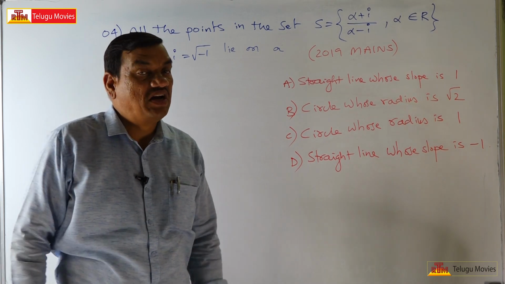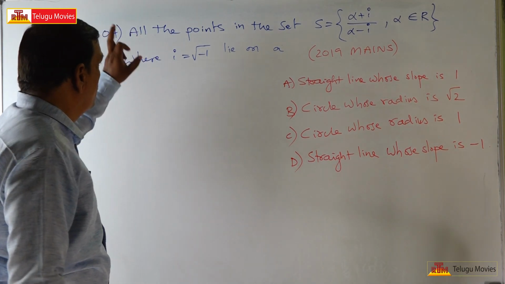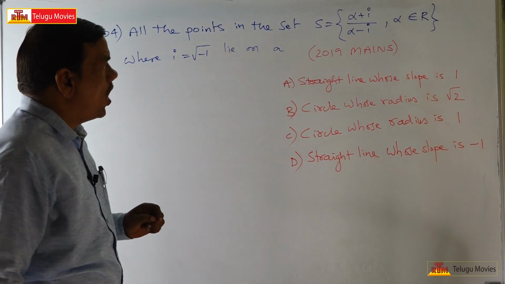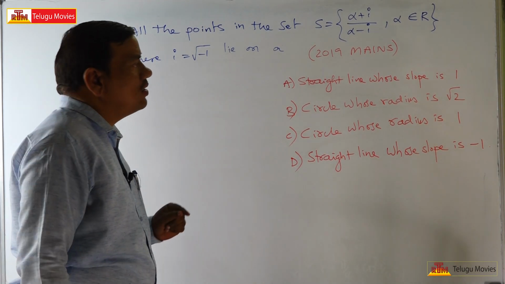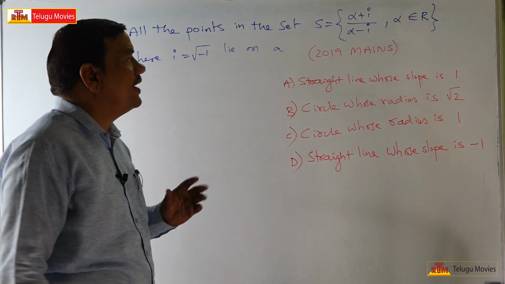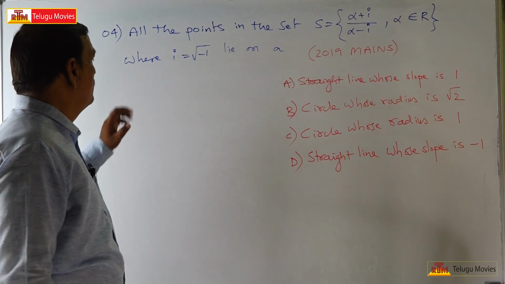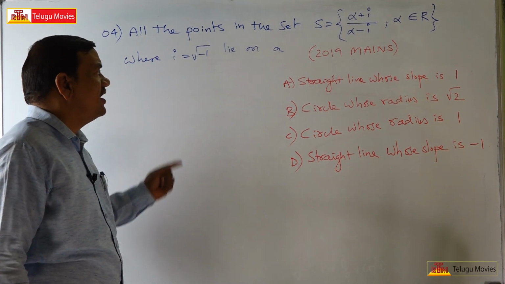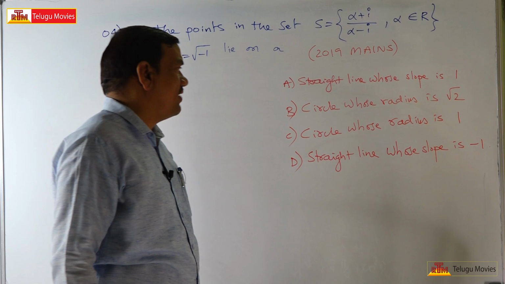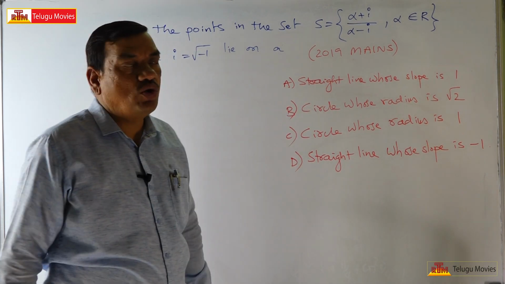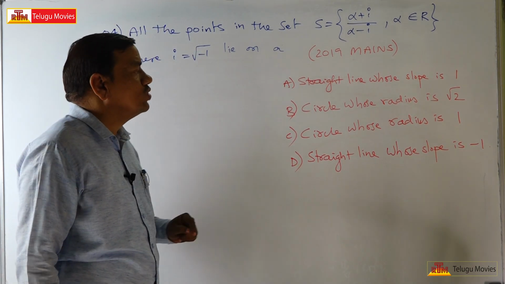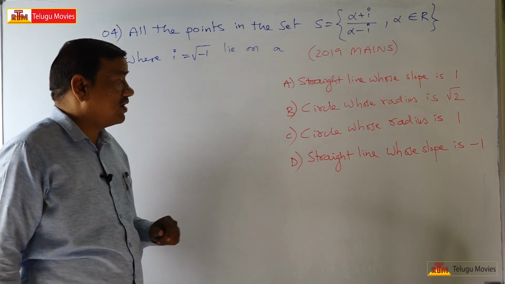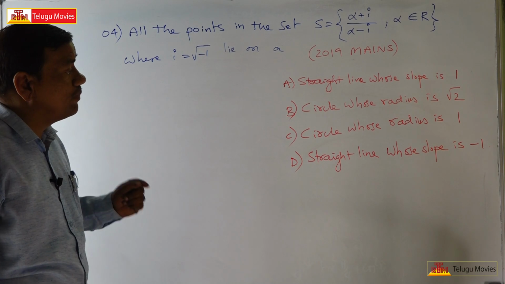Dear students, welcome to the fourth problem. All the points in the set S, equal to alpha plus iota upon alpha minus iota, where alpha is a real number and i is equal to root of minus 1, lie on: the options are a straight line whose slope is 1, a circle whose radius is root 2, a circle whose radius is 1, or a straight line whose slope is minus 1.